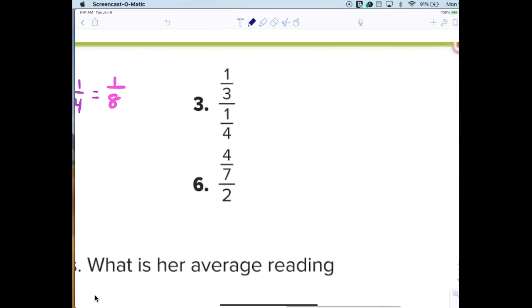Max, help me out with number 3. Now this one's a little bit easier. I'm still going to write this out so you can see it. All right, so what does number 3 say? 1/3 divided by 1/4. Exactly. 1/3 divided by 1/4. And so what does that mean to you?